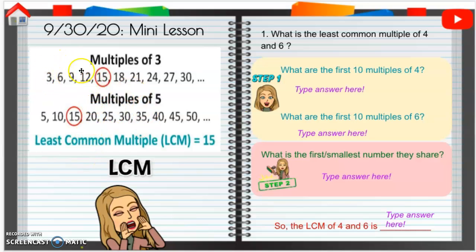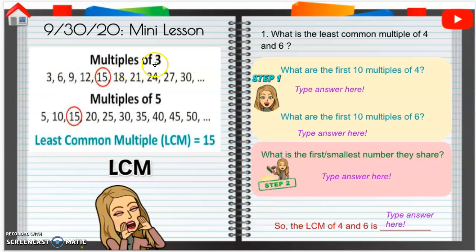For example, the multiples of 3 include 3, 6, 9, 12, 15, 18, 21, and so on. You'd start with 3 times 1, which is 3, 3 times 2, which is 6, 3 times 3, which is 9, 3 times 4, which is 12. Or you can see it as 3, then you add 3, you get 6, add another 3, you get 9, another 3, you get 12, and it can go on and on forever. So multiples can go on and on.